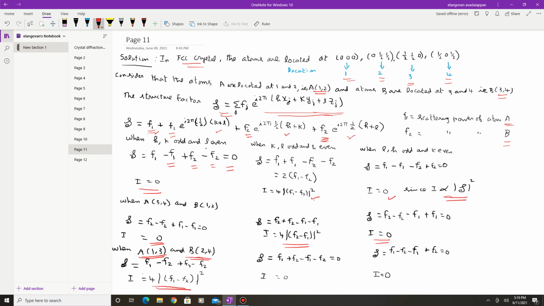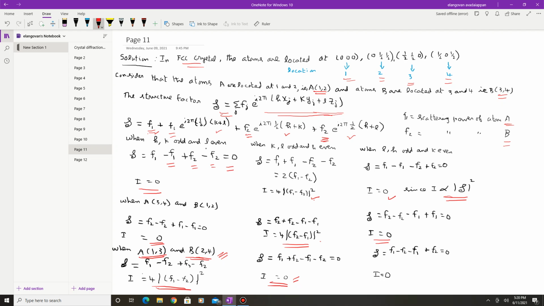In the previous case the intensity is 0 when H and K are odd and L even, but you notice that the intensity is maximum here, whereas in the previous case it is 0. And here also the intensity is 0 when K and L values are odd and H is even. So from this you notice that when atom A is at locations 1 and 2 and B at 3 and 4, the intensity is maximum when K and L are odd and H is even, whereas when A is at 1 and 3 and B at 2 and 4, the intensity is 0.